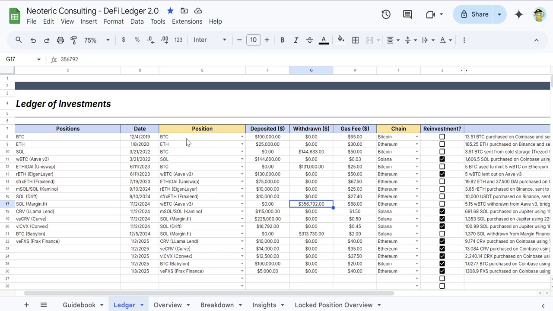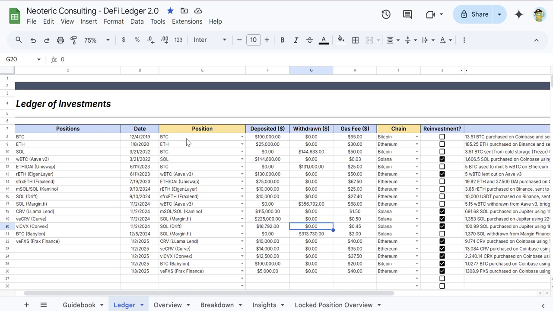I used ballpark figures here. Do not rely on them, this is just for reference. And then I reinvested that sum here, here, here. Again, this is just for the example. And that is effectively how you operate the ledger tab. This is pretty intuitive in my opinion.